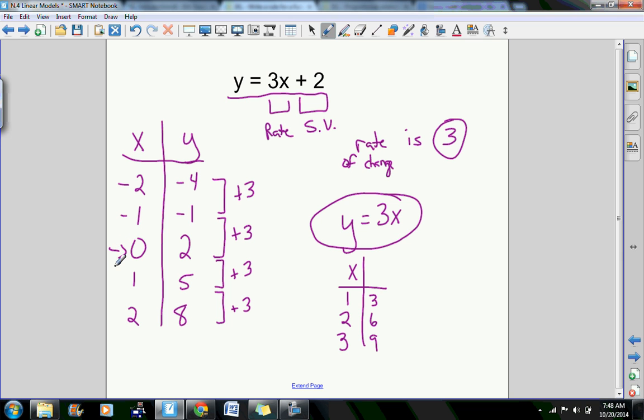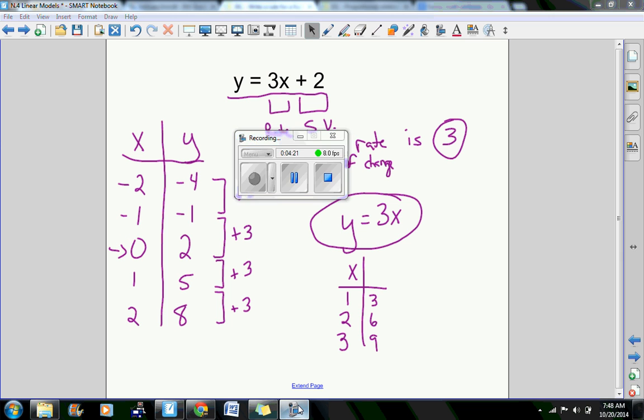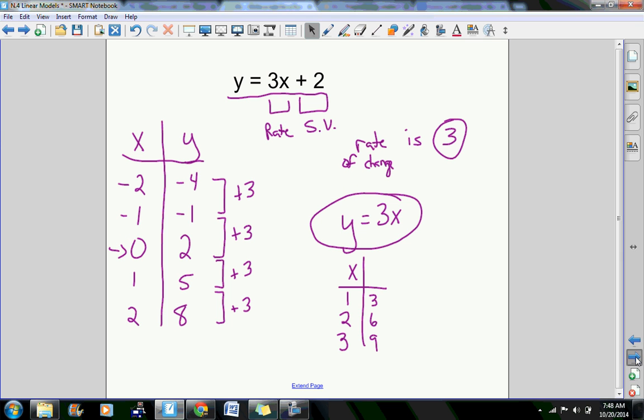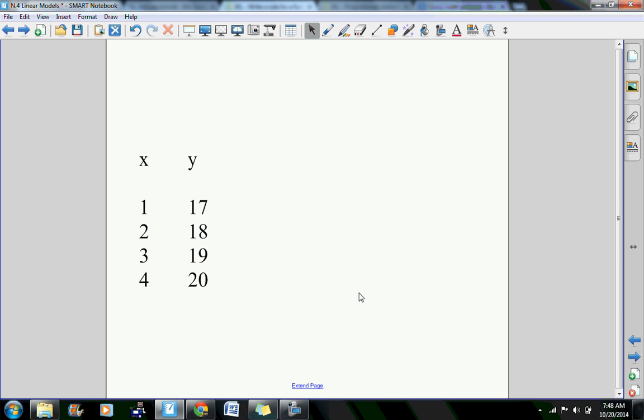Now let's look at what it actually means in an equation. So if I have an equation here, this equation goes up by 1.